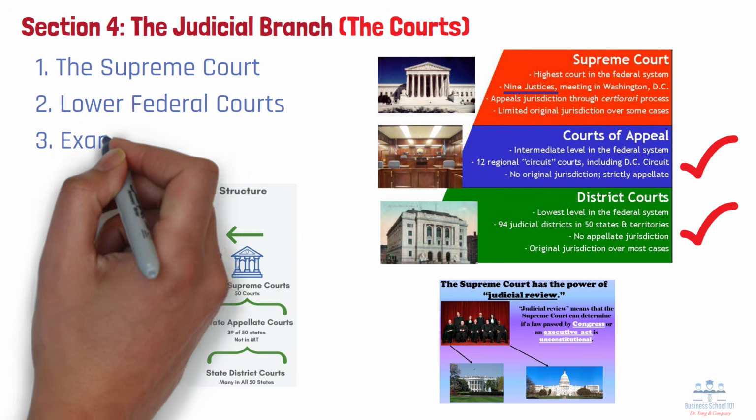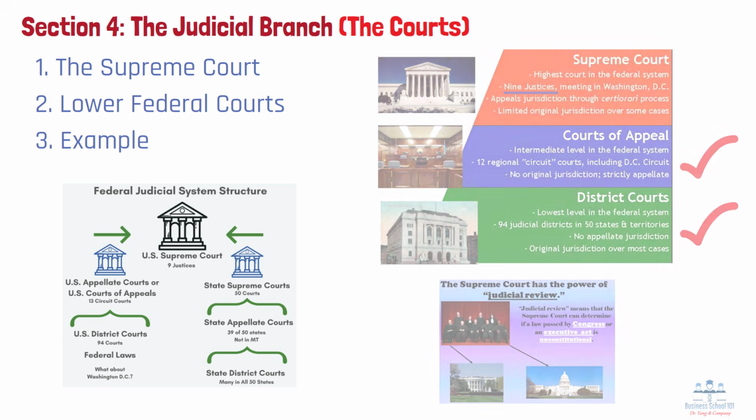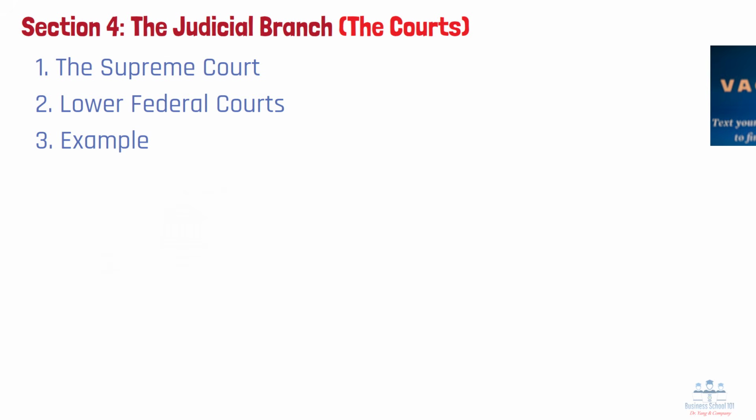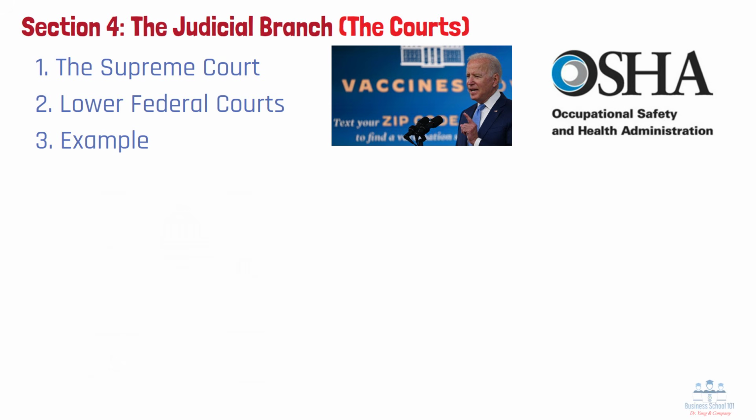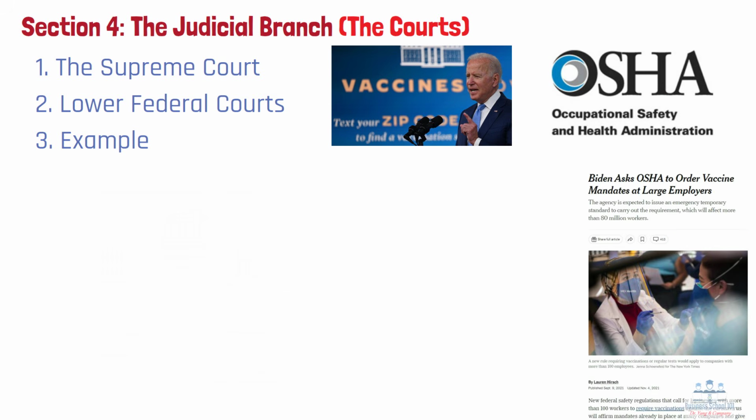Part 3. Example: a notable recent example of the judicial branch's role is in 2022, when the court blocked the Biden administration's COVID-19 vaccine mandate for large private employers, which had been issued by the Occupational Safety and Health Administration, OSHA. The mandate required businesses with 100 or more employees to ensure their workers were vaccinated or undergo regular testing.